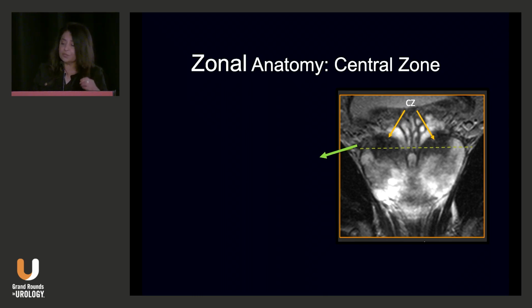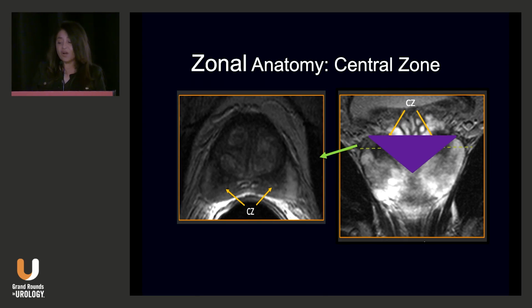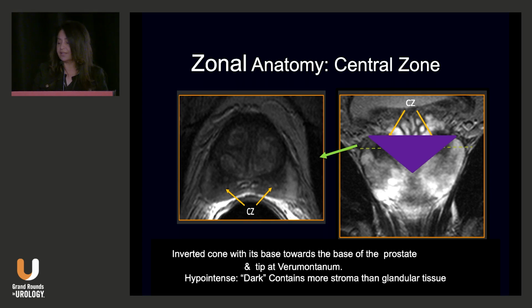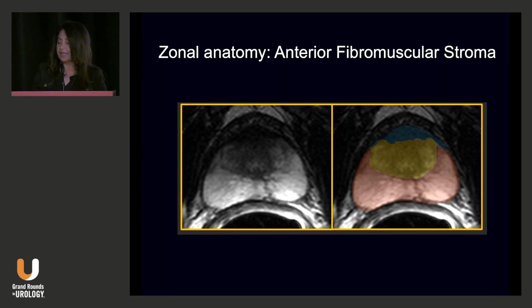Central zone, that's superiorly, it's a dark, cone-shaped structure, and that inverts inferiorly, and it's dark on T2. But the nice part is it's symmetric. Now, BPH can change that. BPH can make that asymmetric as well, and so that's where some of the problems arise in evaluating this. But it's going to be dark, because it has more stroma tissue than glandular tissue.